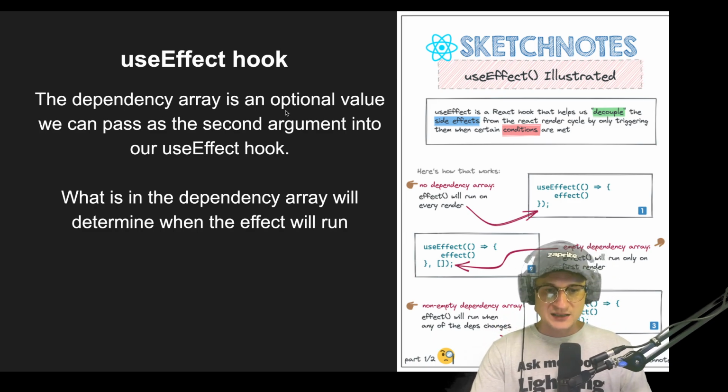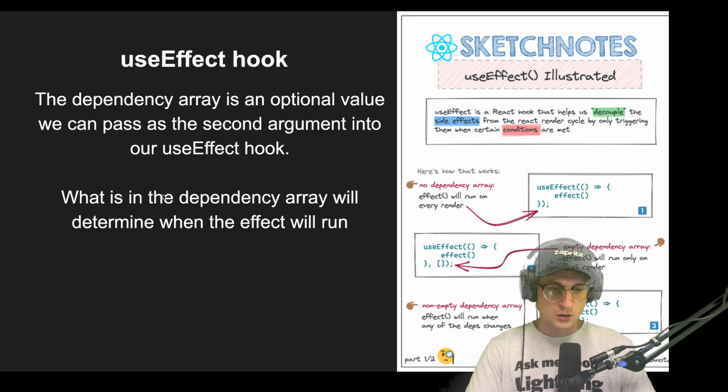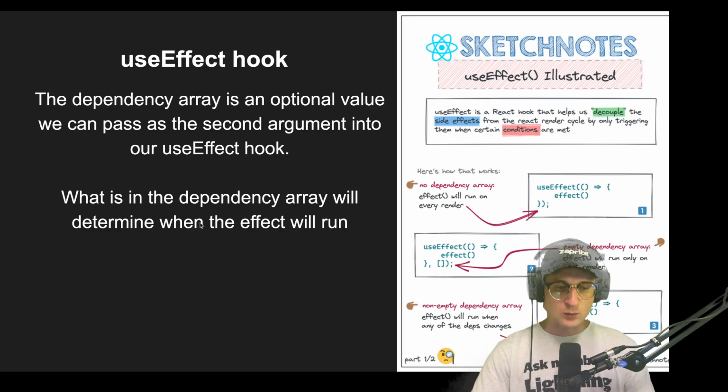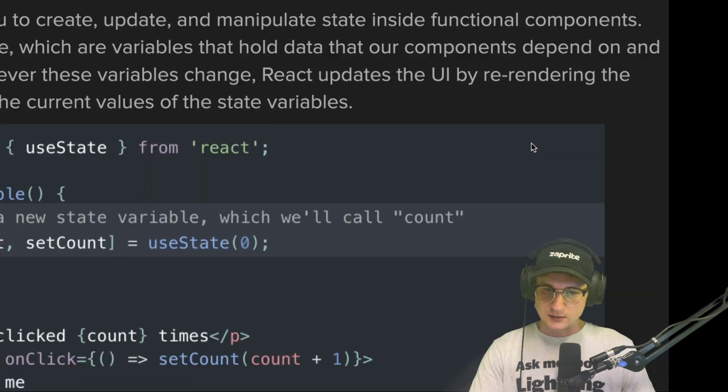So the dependency array is an optional value we can pass as the second argument into our useEffect hook. What is in the dependency array will determine when the effect will run. So if I look, I can zoom in here.